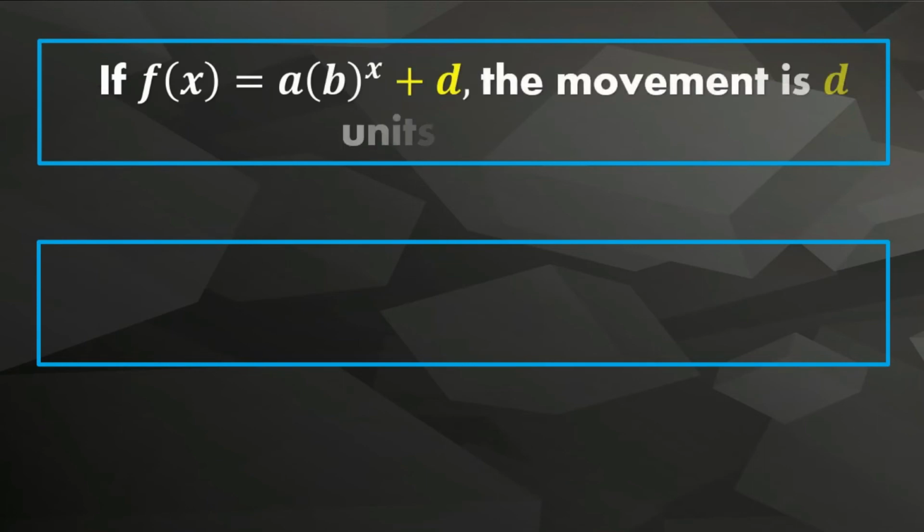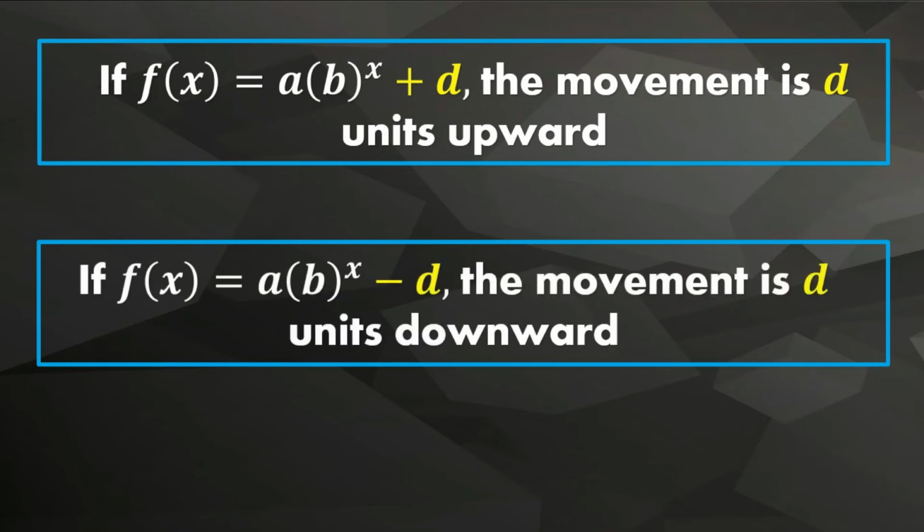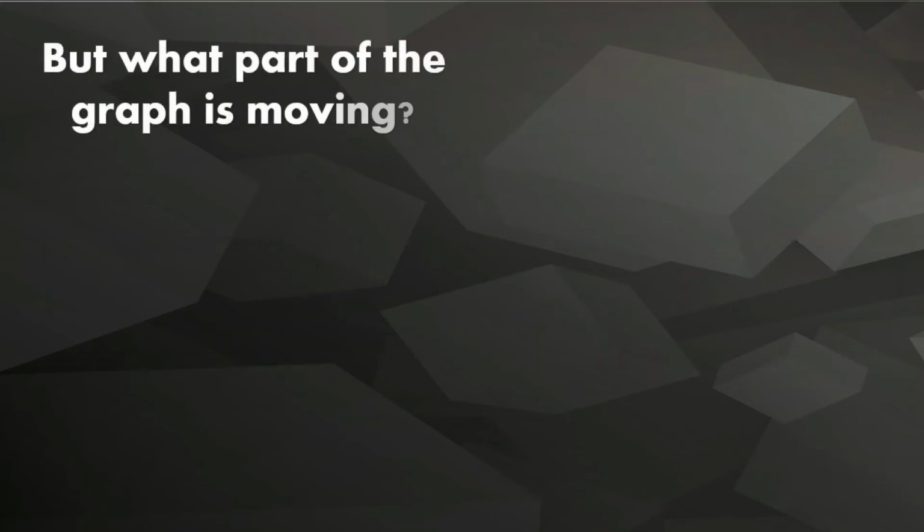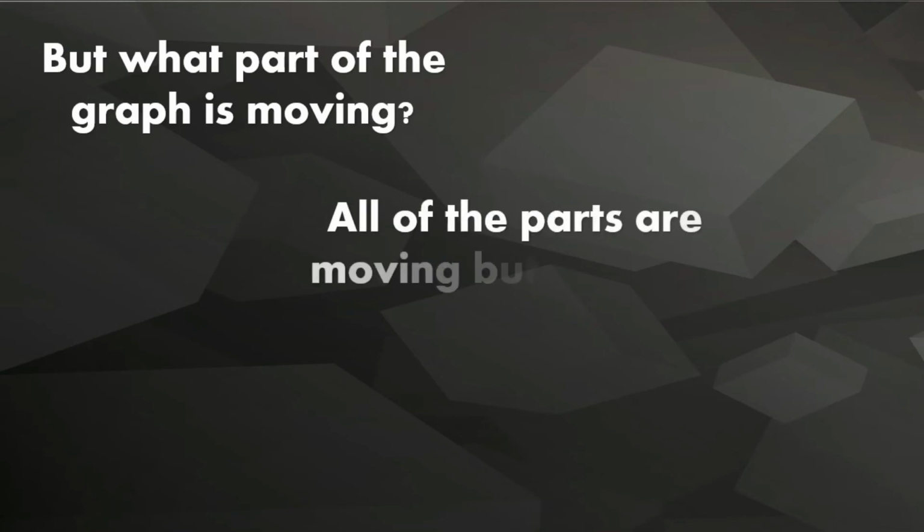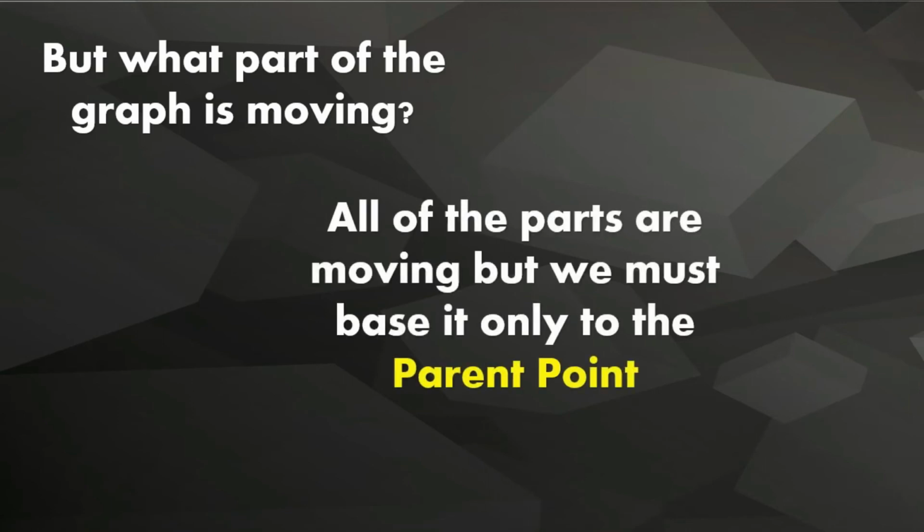If the function naman is equal to ab raised to x plus d, yung movement niyan will be d units upward. Kapag ka naman minus d, ang movement naman yan ay d units downward. But what part of the graph is moving? Again, all of the parts are moving, pero kailangan lang natin siyang i-base doon sa parent point. Kasi nga kapag may parent point ka na, pwede ka nang makadraw ng graph mo along that point.